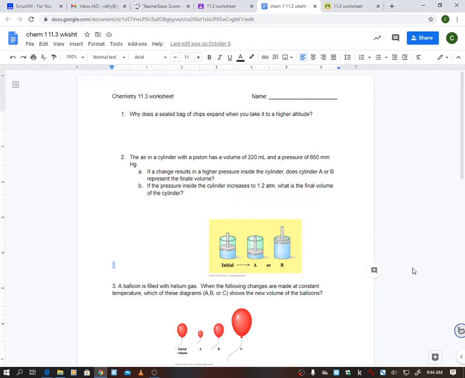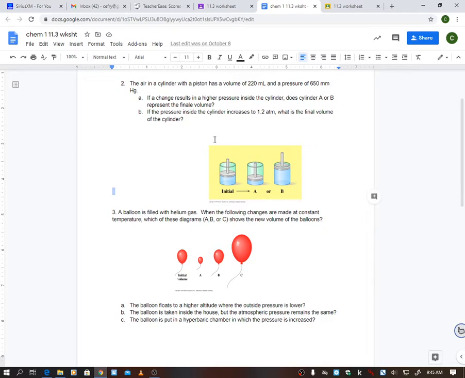Okay, I'm going to go over the 11.3 worksheet just to make sure that you guys are understanding some of this since you won't be here. First off, remember Boyle's law: pressure and volume are inversely proportional, so as the pressure increases, the volume will decrease, and vice versa. They're just opposite of each other. Number one says, why does a sealed bag of chips expand when you take it to a higher altitude? Well, we learned in sections 1 and 2 that the higher the altitude, the lower the pressure. So low pressure is going to give you a larger volume.